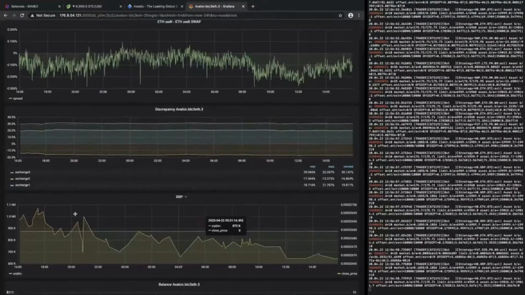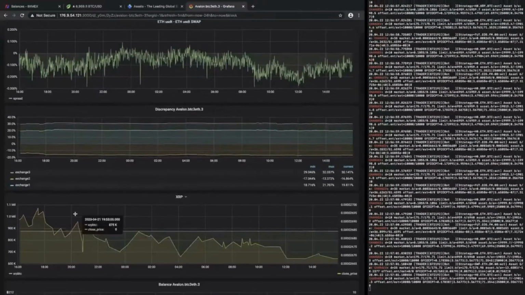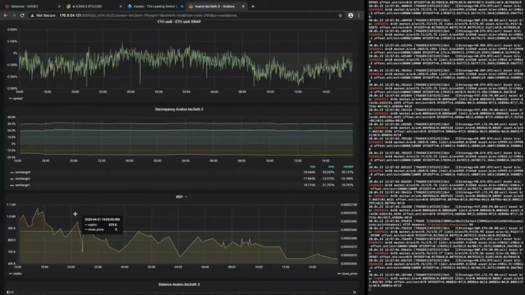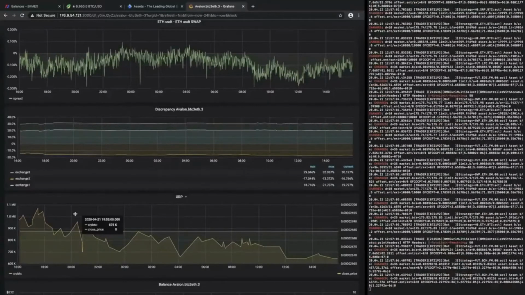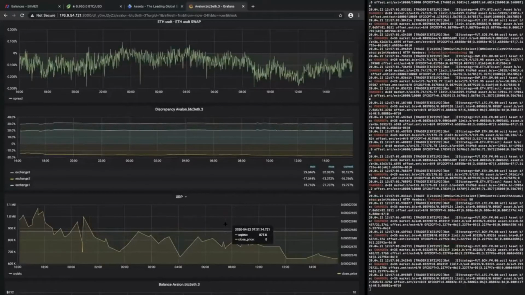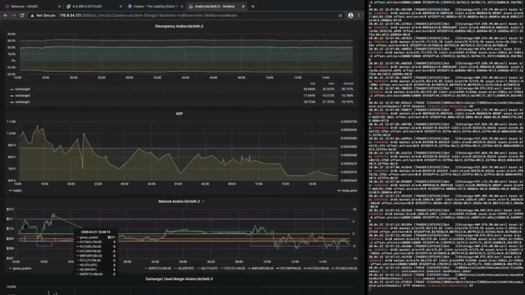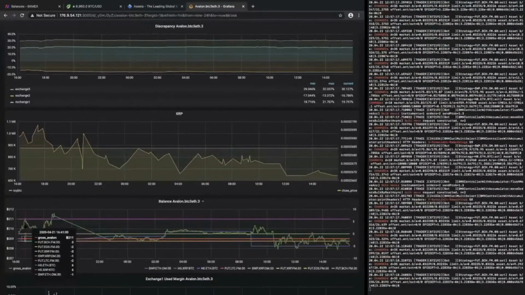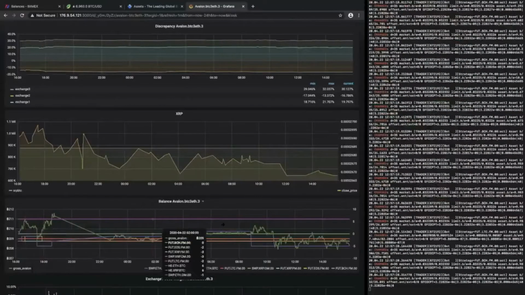Like here on the fourth chart, you can see the Ripple's internal identifier graph. This identifier signals us when our trading bot is reducing or gaining position. And on the fifth chart here, you can see the balance of Avalon. So it's our internal identifier of a current balance.